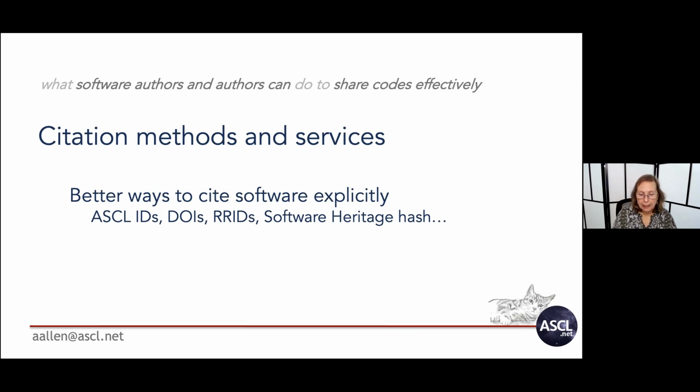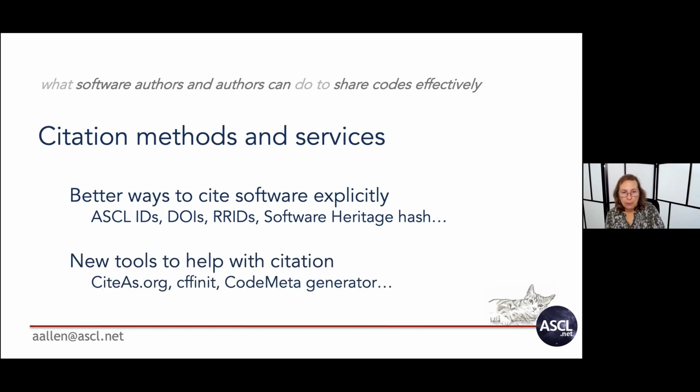There are better ways to cite software explicitly. So with the new journals, policies, indexers, and tools, these systems can also be tracked. And new tools are also being developed to leverage this, such as citeas.org, CFF-init, which is for the citation.cff file, code meta generator, all of that. You can also use the ASCL to generate either a citation.cff or a code meta file. So there are new efforts and workflows that improve software citation in general.